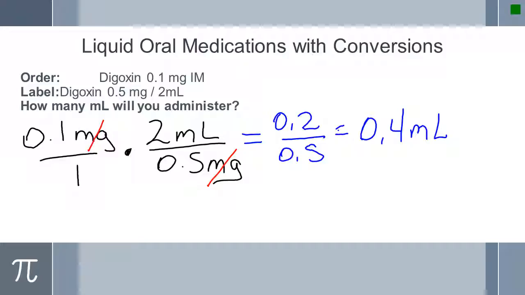So then I'm going to do my math. And when I do my math, I have 0.1 times 2, which gives me 0.2 over 0.5. And so I end up with 0.4 milliliters. So I have my milliliters at the end, and that's what I needed. That's what it was asking for, was milliliters.